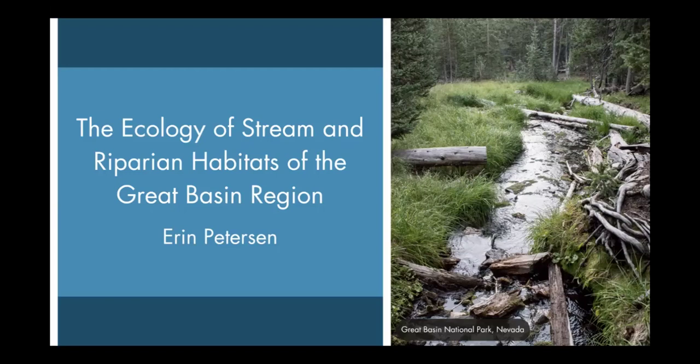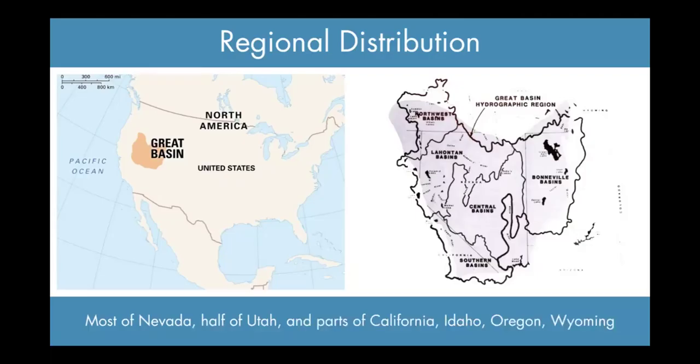My name is Erin Peterson, and my community profile covers the ecology of stream and riparian habitats of the Great Basin region. The Great Basin is made up of most of Nevada, half of Utah, and parts of California, Idaho, Oregon, and Wyoming. I've included a hydrographic map that shows the name of different basin areas within the Great Basin, including the Central, Southern, Lahontan, Northwest, and Bonneville basins.